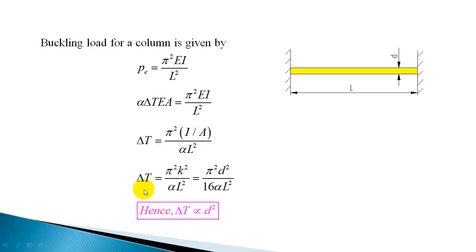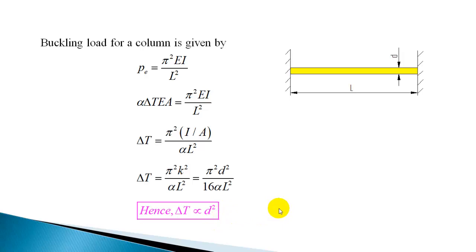You can say delta T, the temperature rise required to buckle, is directly proportional to the square of the diameter, and also inversely proportional to the square of the effective length. It is also inversely proportional to the coefficient of thermal expansion. But these things are fixed. If length and alpha are fixed, it's only directly proportional to the square of the diameter. So delta T is proportional to the square of the diameter.